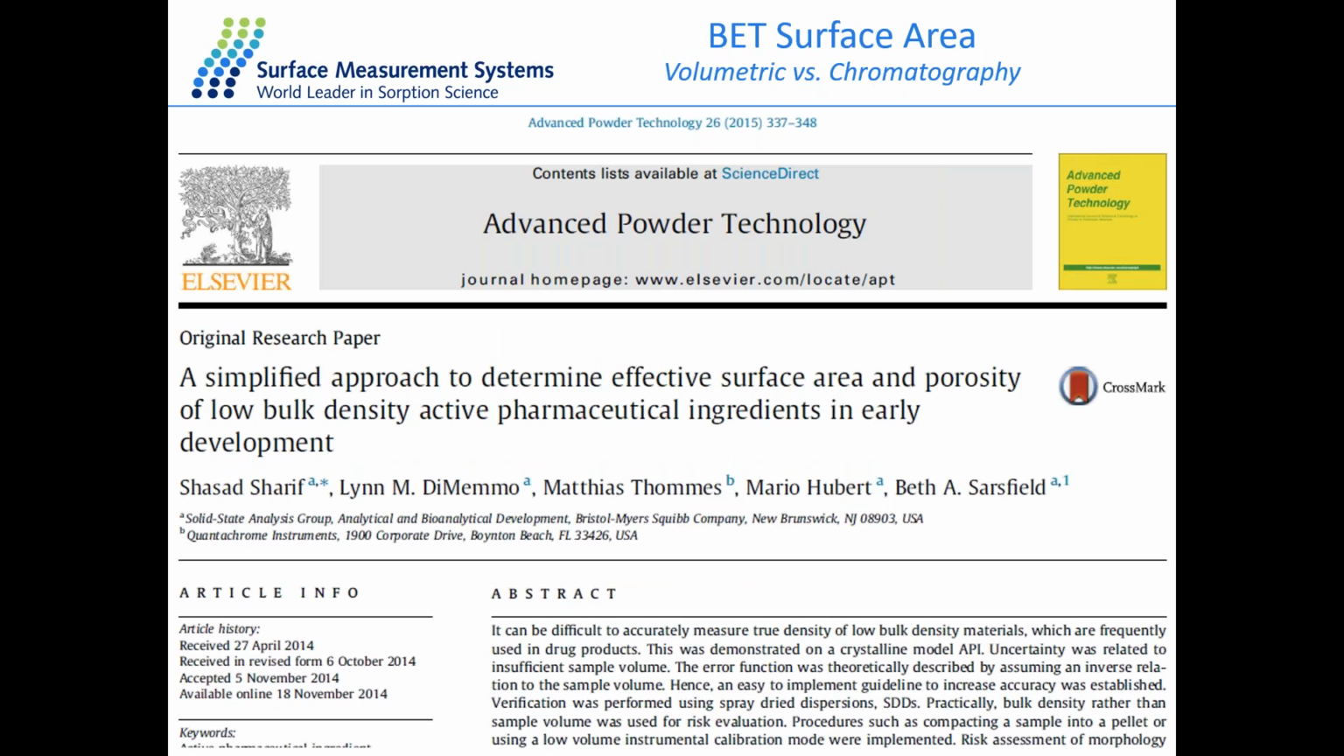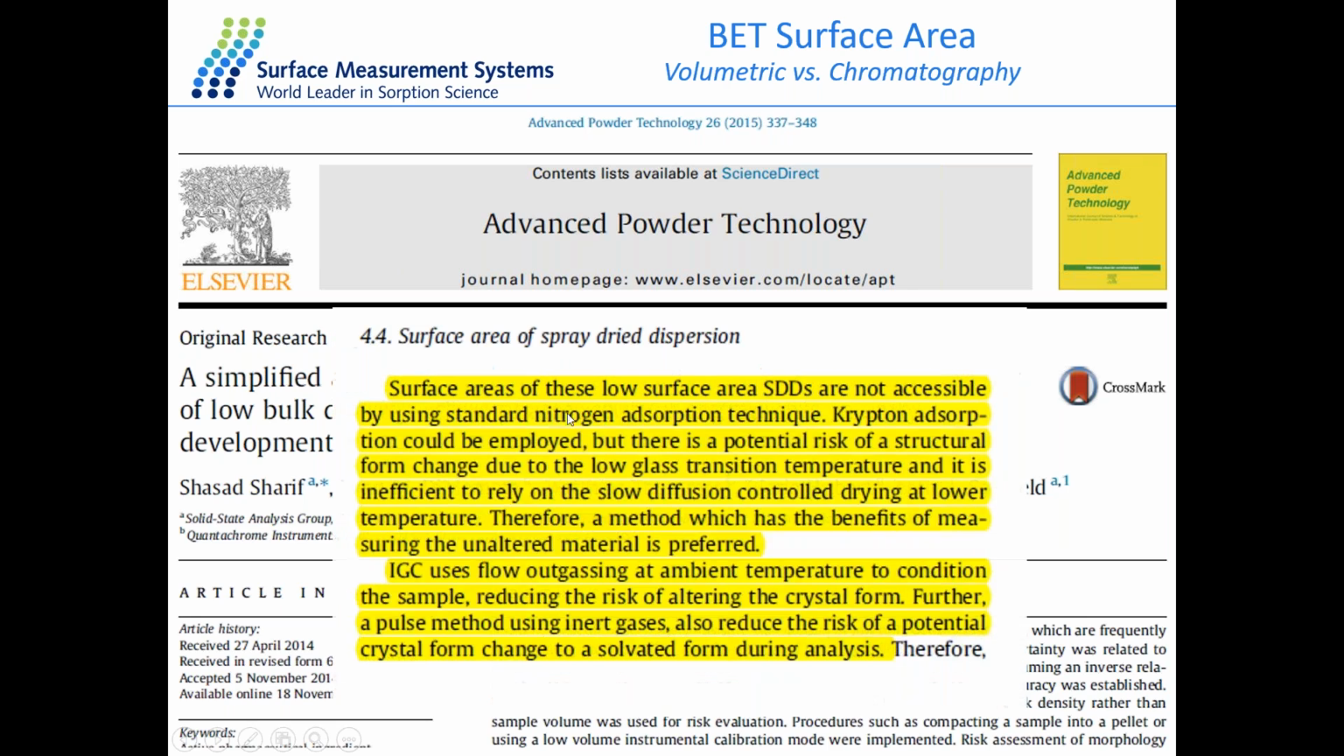It's also reported in this paper, about the effective surface area of pharmaceutical ingredients, that the surface area of these low surface area materials, such as spray-dried dispersions, is not accessible by the standard nitrogen sorption technique, while the IGC method with a flow of gas at ambient temperature reduces the risk of any structure changes within the sample during the measurement.